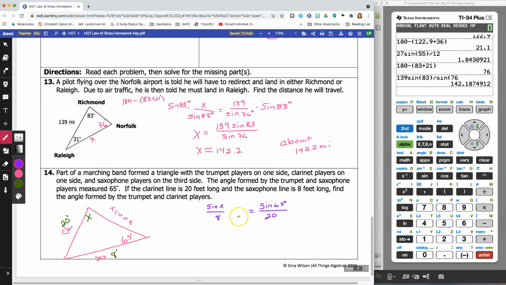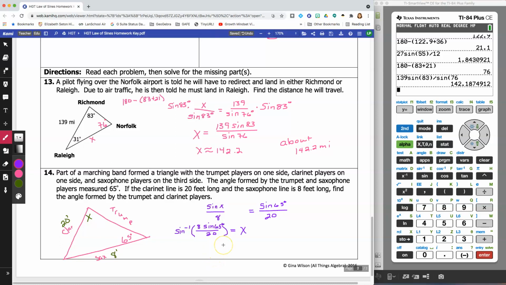Now I'm going to multiply both sides of the equation by 8, and because I'm looking for an angle measure, I need an inverse sine. So I get the inverse sine of 8 times the sine of 65 degrees divided by 20. This is going to equal the measure of my angle, so this is going to equal my x.